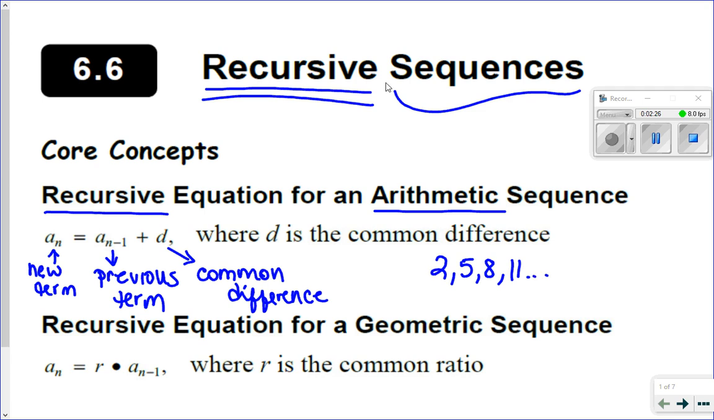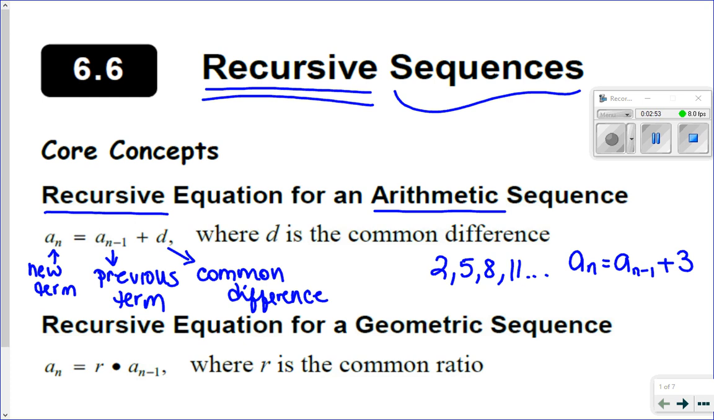And I say, hey guys, what do you think is going on there? And you say, oh, they're adding 3 to every term to get the next term. That's it. You just defined it recursively. That's exactly what you did. You basically told me, oh, every new term is just the term right before it plus 3. That's your recursive for that arithmetic right there.